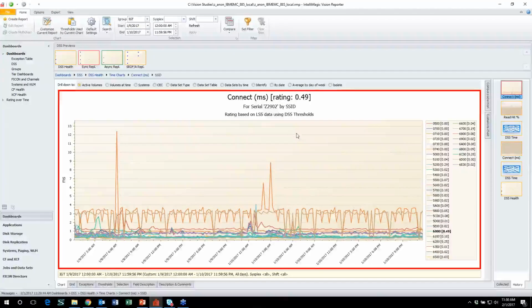So this is the demo portion. I'm going to return to my presentation and show you some of those examples that we were talking about.